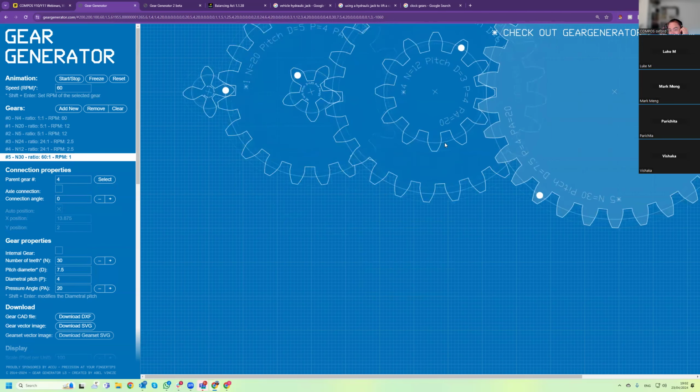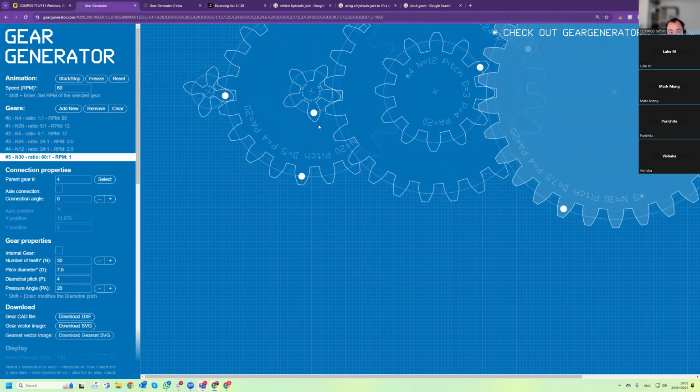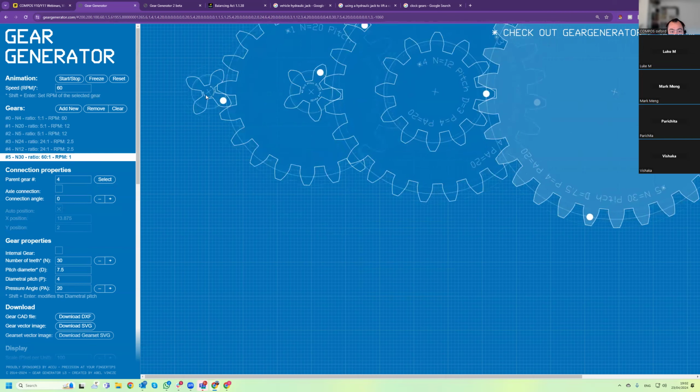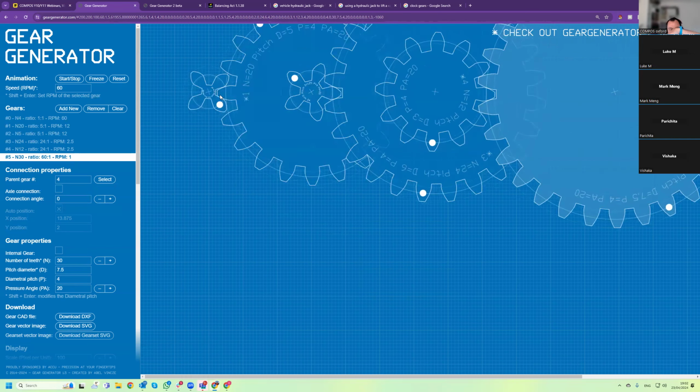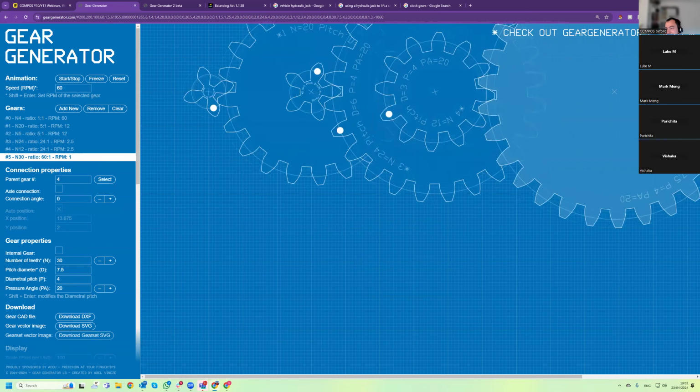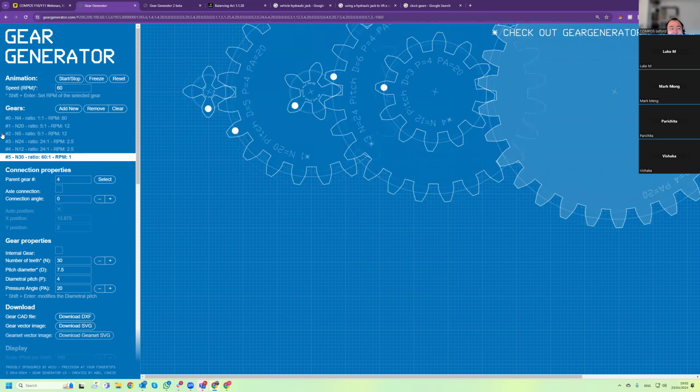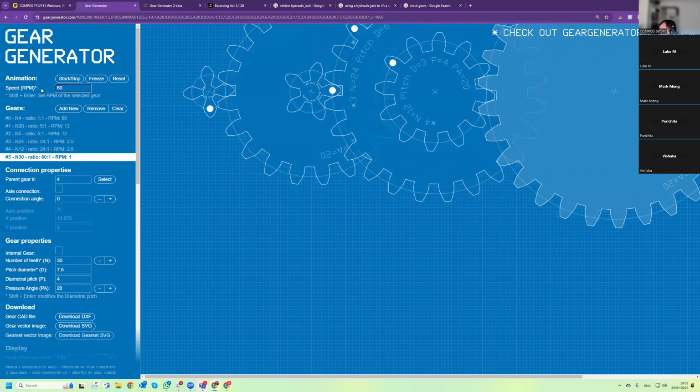So this would be the second arrow, the second hand of the clock. This is the minute hand of the clock. So we'll reduce that to 1.